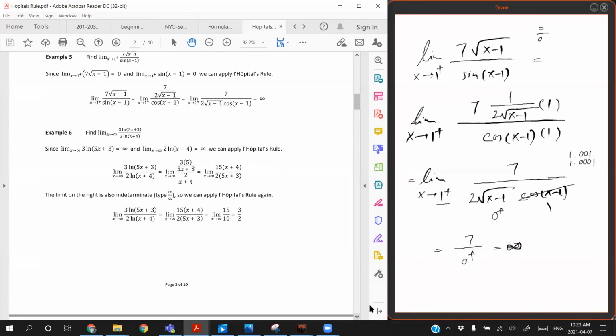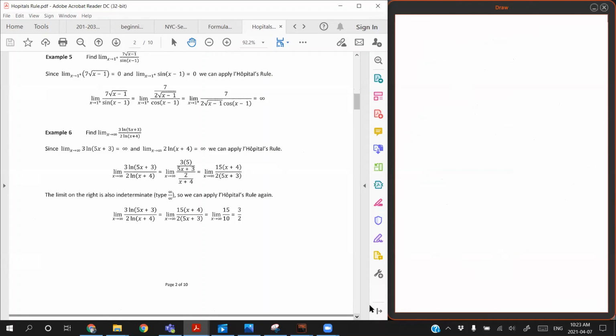Okay, example 6. So before I do this, I reminded you of the formula for the derivative of ln of f of x. I'm going to repeat that here. That's going to be f prime of x over f of x.